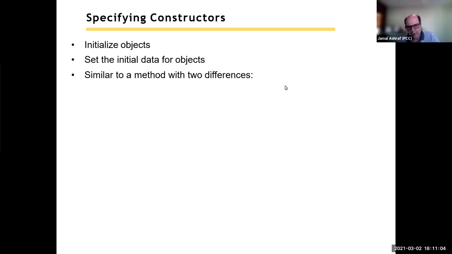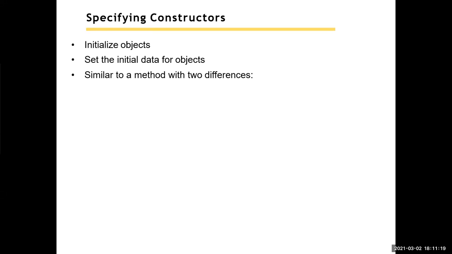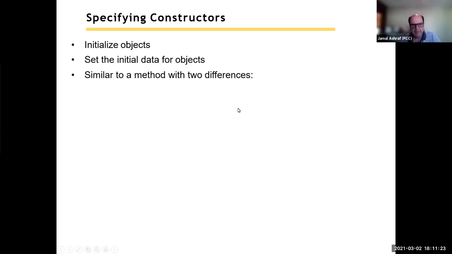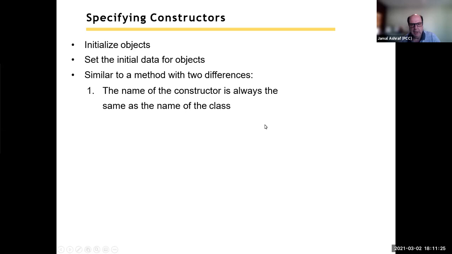So for those who are coming in from 3A, what are the two differences between the constructor and my regular methods? 3A students, come on. Same name as the class, and it doesn't have a return type. Good. So they have the same name, and it's always the same name as your class, and they don't have a return type. Very good.